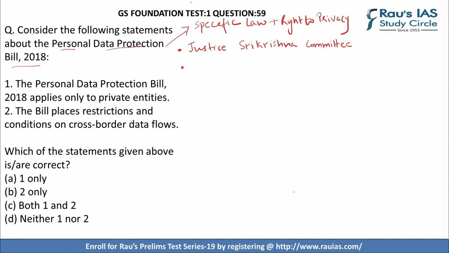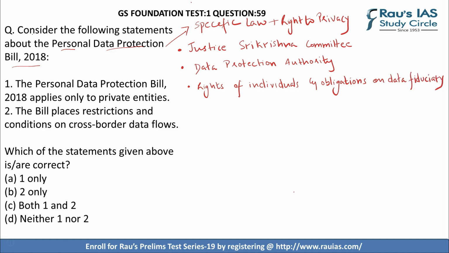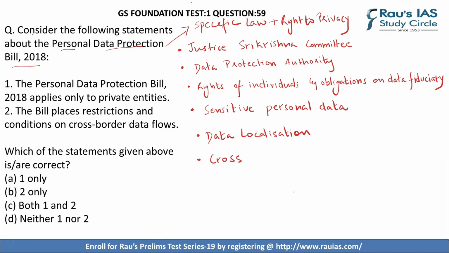The bill seeks to have efficient enforcement through a data protection authority. The bill has also laid great emphasis on the rights of individuals as well as the obligations on data fiduciaries. The bill has also differentiated between personal data and sensitive personal data. The bill has also mandated data localization, which means that one serving copy of the data has to be stored in the country. Under the bill, a lot of restrictions have been imposed on cross-border data transactions, that is, transferring of the data to other countries. The bill also provides for offences and penalties in case of violations of the rules.